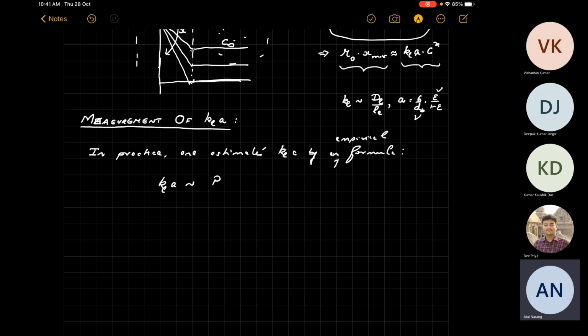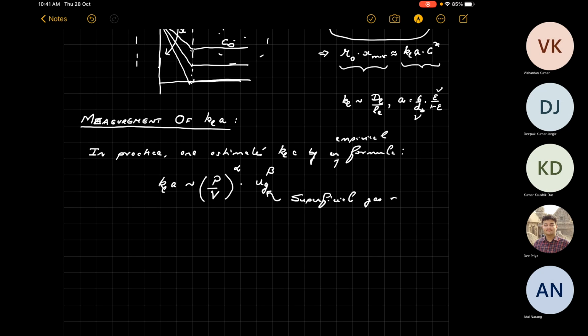power per unit volume to the power alpha multiplied by u sub g to the power beta, where u sub g is what is called the superficial gas velocity. And you know what it means, right? Do I have to define it? Do you know what it means? Somebody can give a yes or a no.